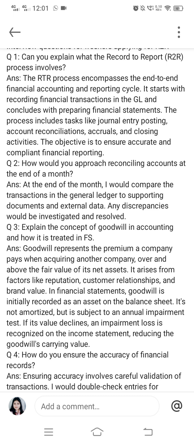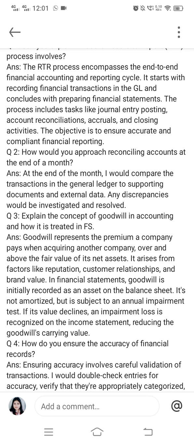Suppose I have made a journal entry of a certain amount, and that is not supporting the documents I'm carrying. So I should investigate the matter: why there is a difference, what was the reason that I posted this amount, when I should have posted that amount. So we need to check what was the scenario in that situation.